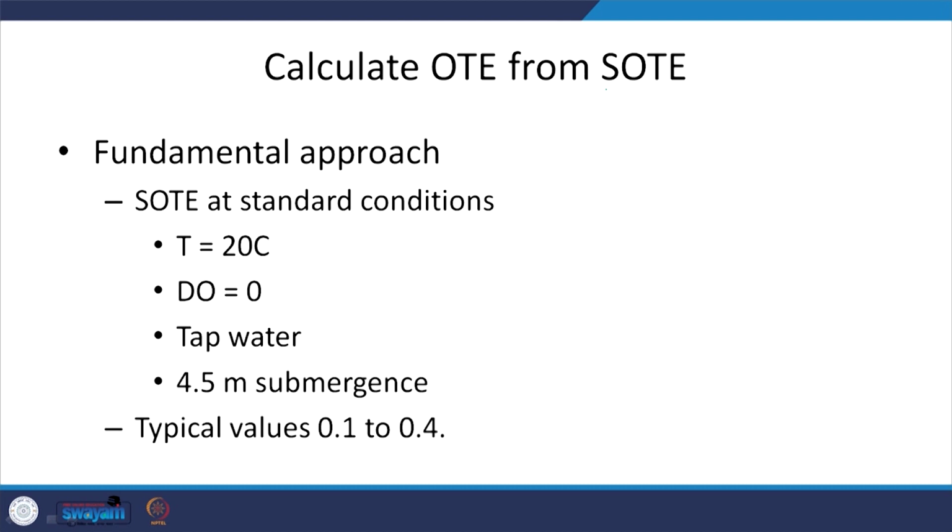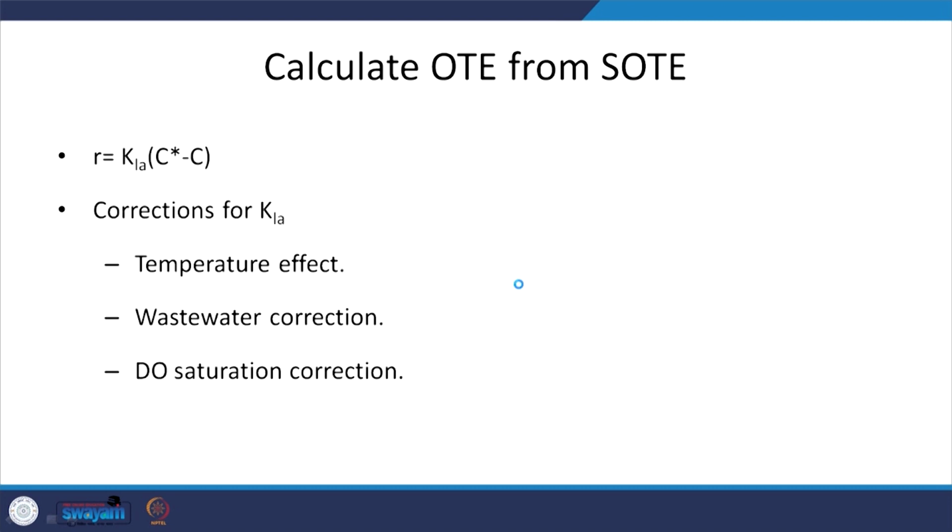First we have to understand that there is a standard oxygen transfer efficiency, and what these standard conditions are. These conditions are at 20 degrees centigrade, for water that has dissolved oxygen of 0 milligram per liter, calculated for tap water, and we are assuming a 4.5 meter submergence or depth. So, for these conditions the standard oxygen transfer efficiency is calculated.